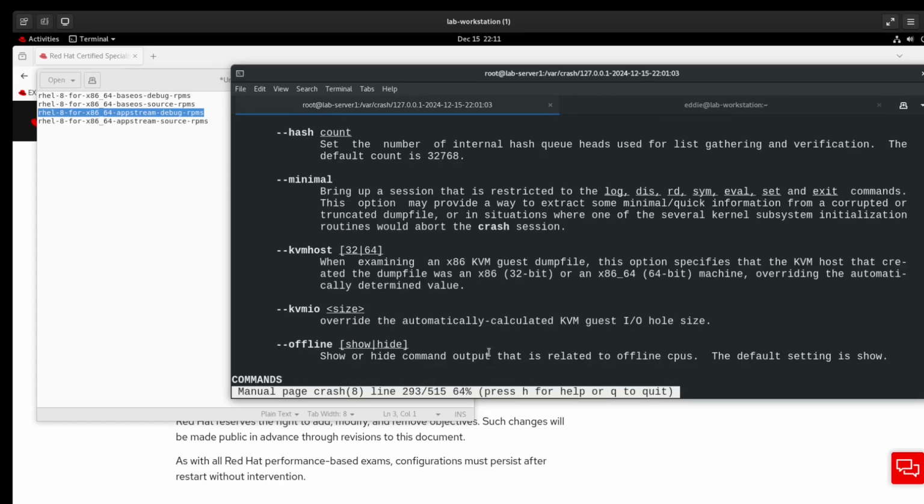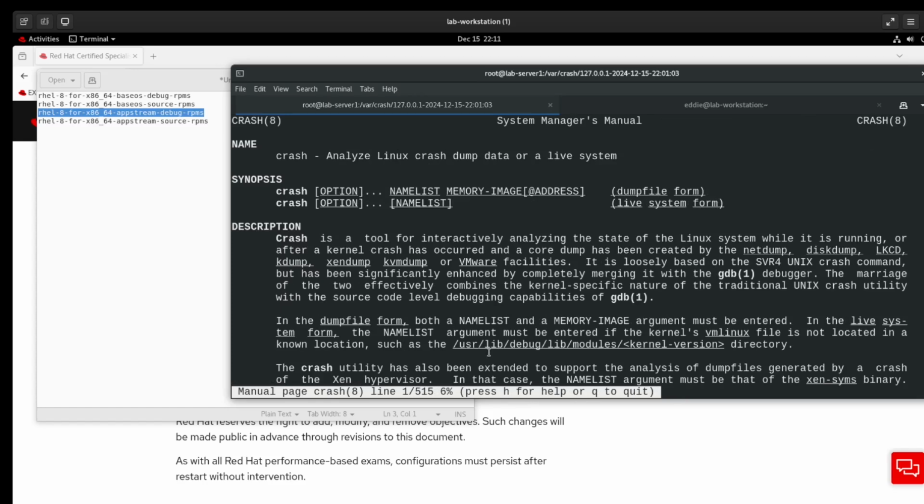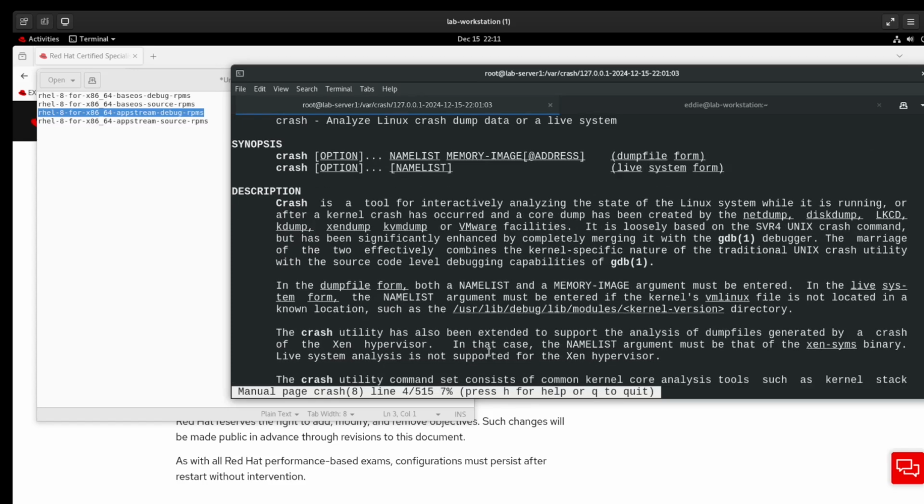Of course not. We're probably not going to have to do this on the exam, but it's kind of a nifty thing. Yeah, this is it. All right, so in dump file form, we have to give it the, well, maybe not. Maybe we don't need the debug kernel. I'm not going to spend any more time with that. I don't think I'll have to do it on the exam. I might review it on my own just for my own curiosity.